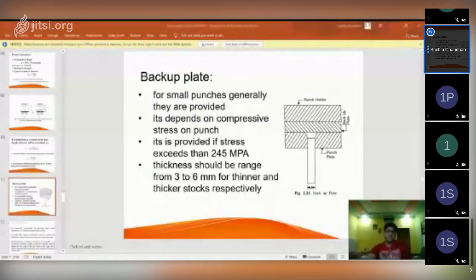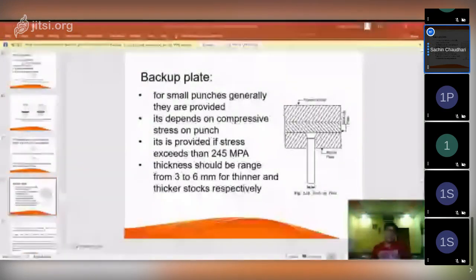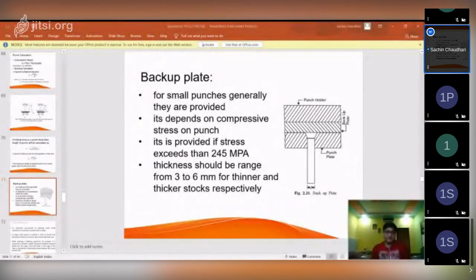Generally it is used when we use small punches. The punch plate, also called a punch retainer, is very closely fitted to the body of the punch and holds it in the proper relative position. Similarly, it acts as a cushion. The backup plate is provided to take the cutting force on the punch head, and it provides the cushion as well as a base.